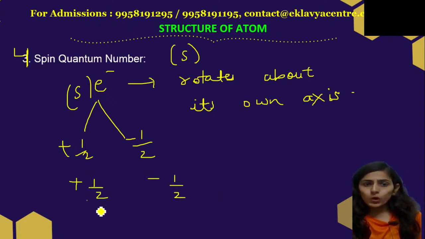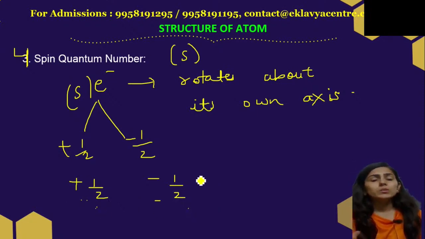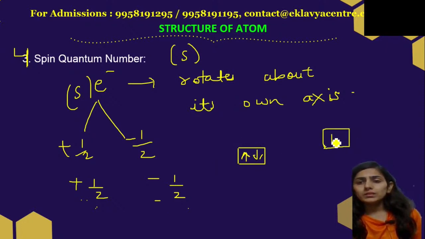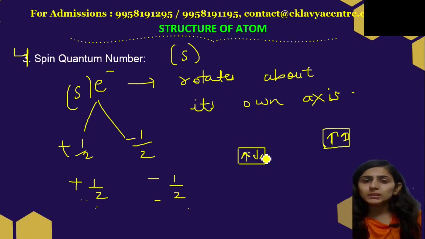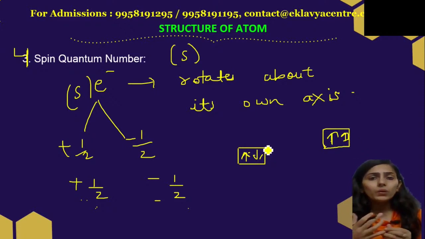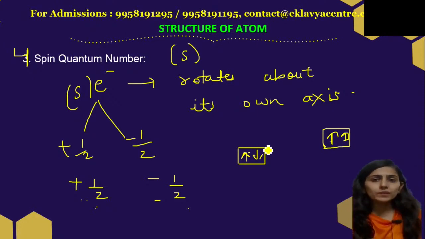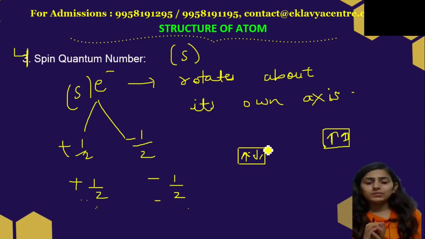Either it can be clockwise or anti-clockwise; if one is clockwise, the other is anti-clockwise, right beta? So it will depend. Suppose we are filling electrons. If this one is clockwise, this is anti-clockwise. Or this is clockwise and this is also clockwise, or this is anti-clockwise and this is also anti-clockwise. So the spin quantum number just tells us how the electron is moving, whether it's clockwise or anti-clockwise. We have to assume it ourselves, right?